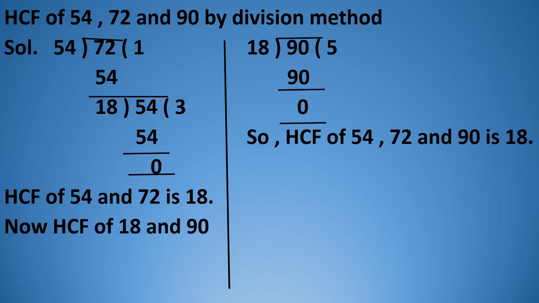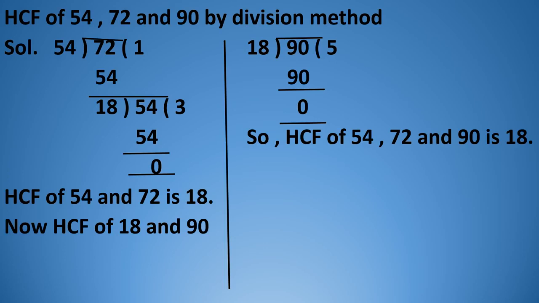So 54 is divided by 18. The divisor will now be divided by the remainder. So 54 divided by 18 is 3. 18 3s are 54. Okay, so the HCF of 54 and 72 is 18. Here we get the HCF of two numbers.